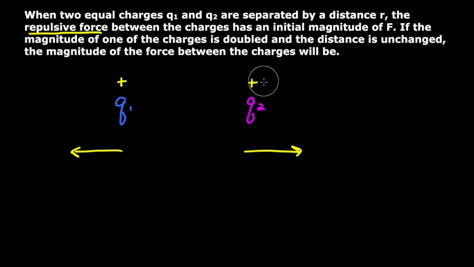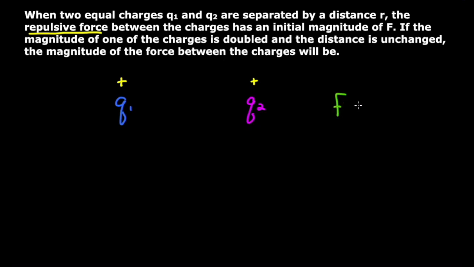And if this charge right here was negative, then the force would be an attractive force. So this force would go this direction, and this force would go this direction. It doesn't matter whether it's a repulsive force or an attractive force, the way we calculate it is the same. And the way we calculate this is with this equation right here.